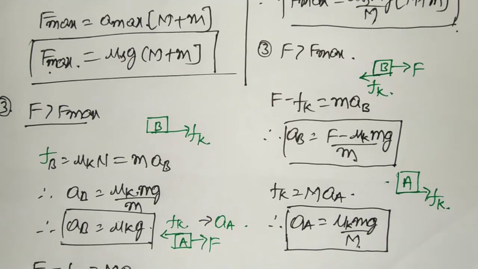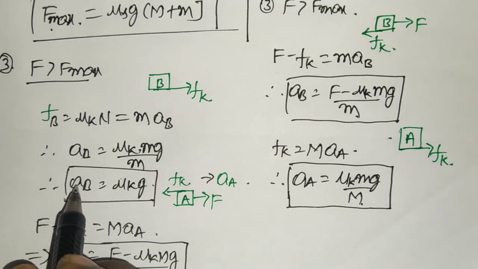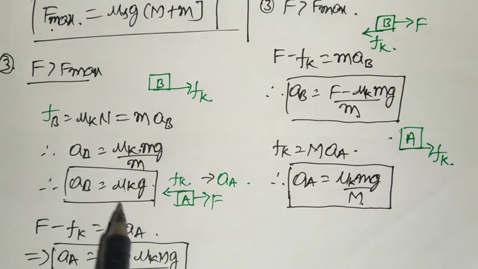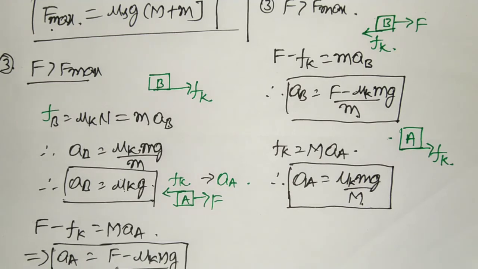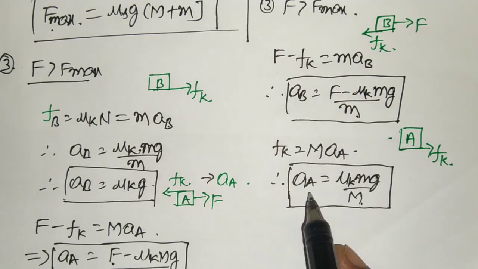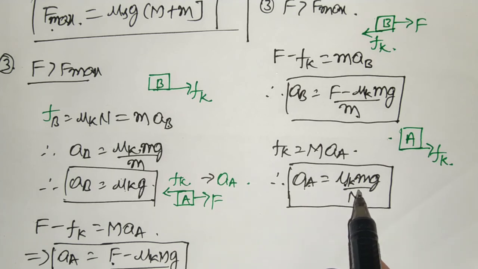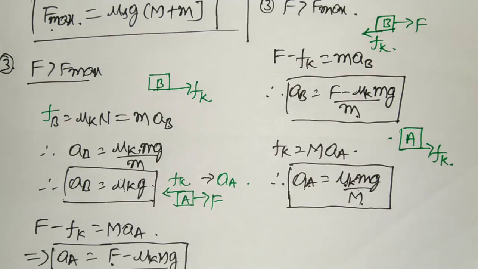Here there is one thing that we should observe. In the previous case, when the force is applied on the bottom block, the acceleration of B is mu k into g. For any value of applied force greater than F max, it is constant. It is locked at mu k into g. And the acceleration of A keeps on increasing with applied force. But when the force is applied on the top block, what is happening? The reverse is happening. The acceleration of A is locked. That is, the acceleration of the bottom block is constant. But the acceleration of B keeps on increasing. These are the things that we should keep in mind while solving problems related to block on block.